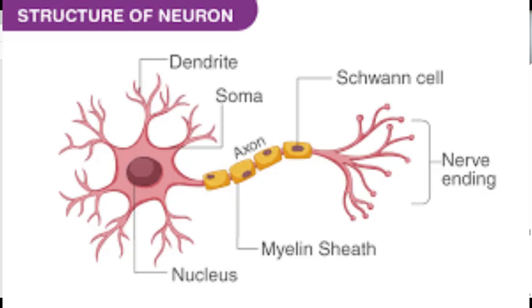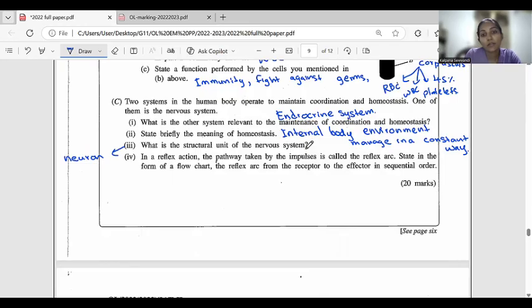What is the structural unit of the nervous system? In this figure, you will see it, that is neuron. Neuron is the structural unit of the nervous system, and the functional unit of the nervous system is the reflex arc. The next question is about that.